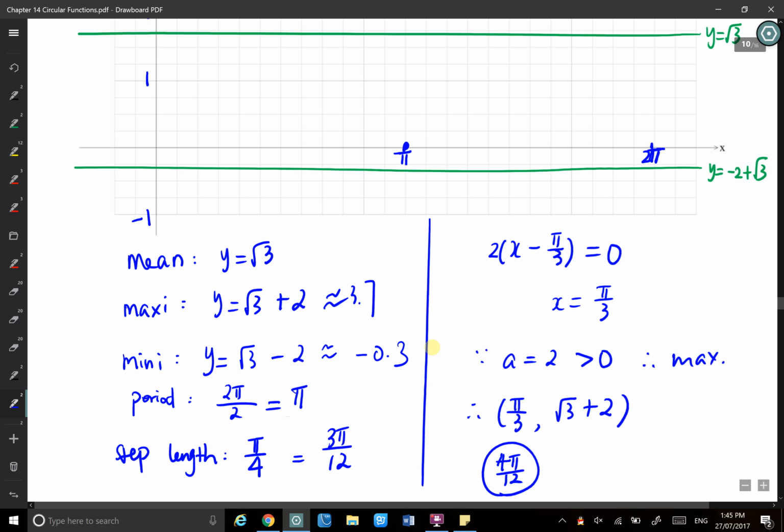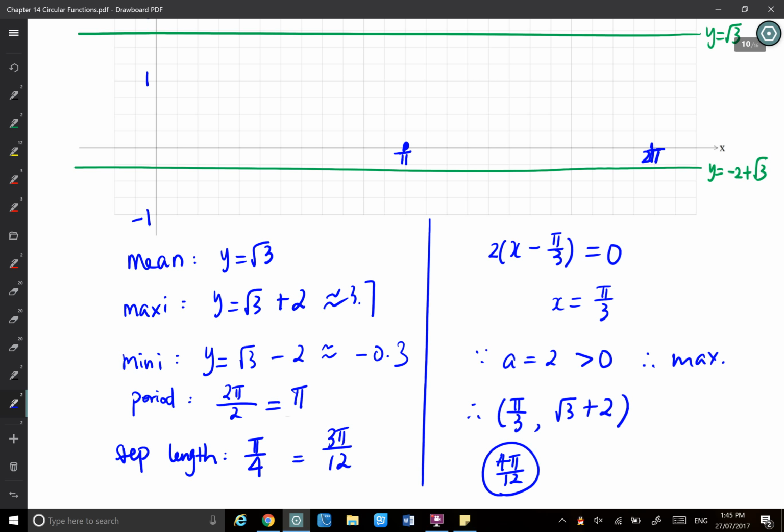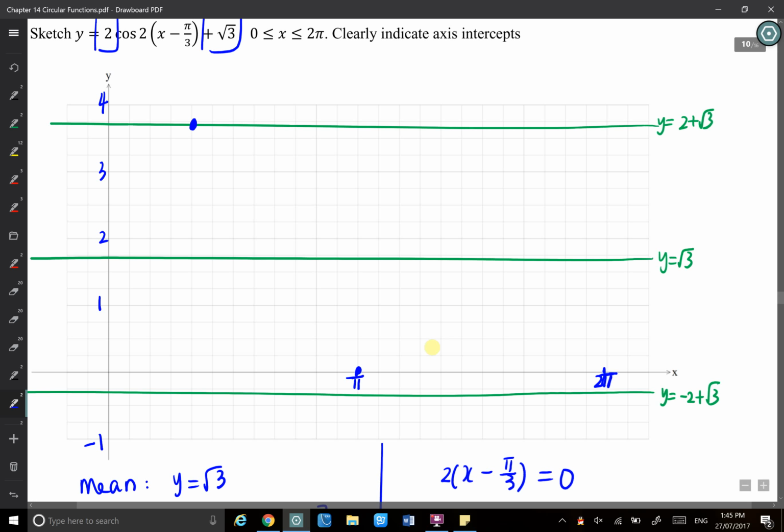Okay, the step is 3 pi on 12. You need to go 3 boxes every time to move to the next stage. So you count 3: 1, 2, 3. You will reach the middle here.